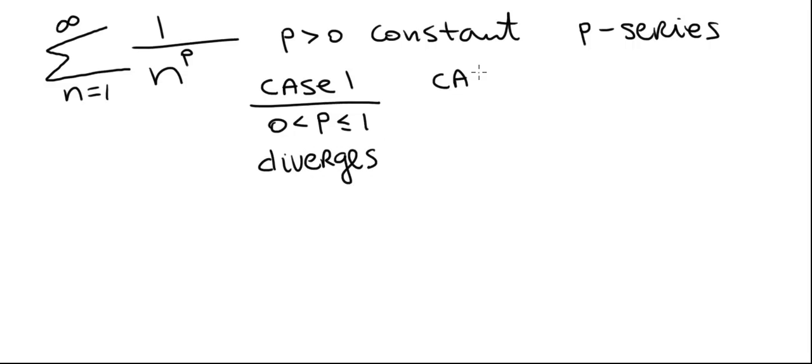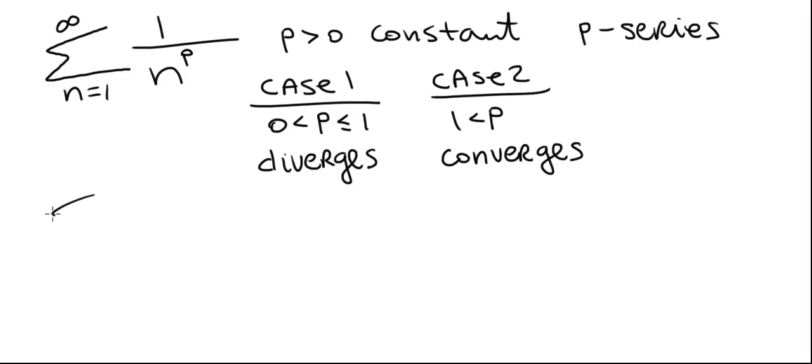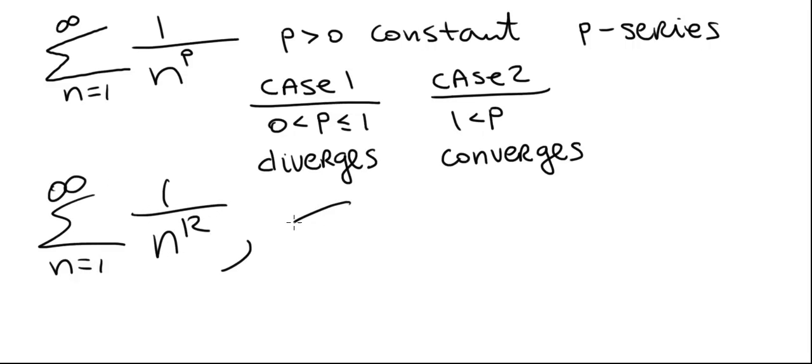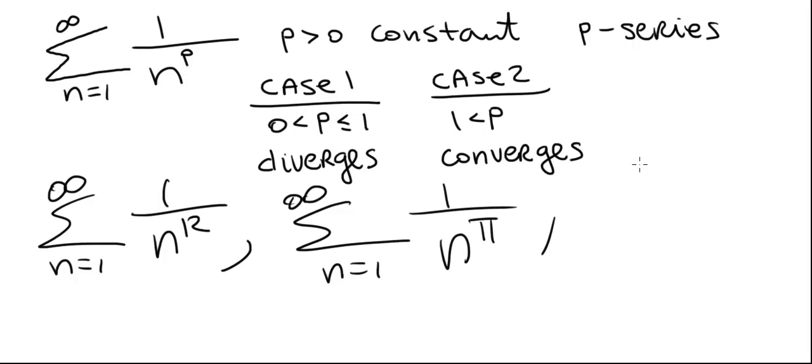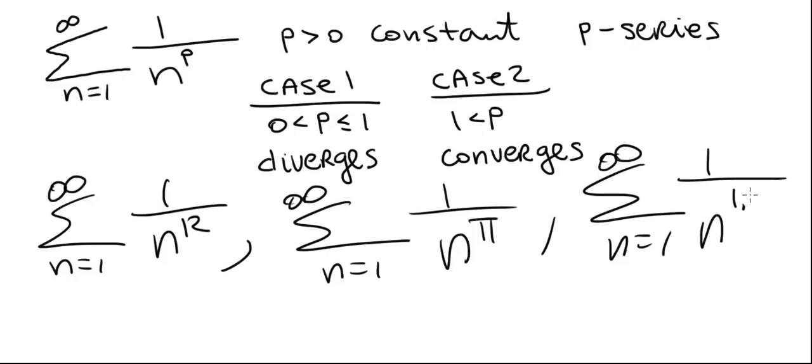In this video, we're going to consider case 2, where p is greater than 1. And we'll show that if p is greater than 1, then the p-series of that type converges. Examples of p-series of that type are summation n equals 1 to infinity of 1 divided by n to the 12th, the summation of 1 divided by n to the pi, and the summation of 1 divided by n to the 1.003 power. All these are p-series with p greater than 1, and they all converge.